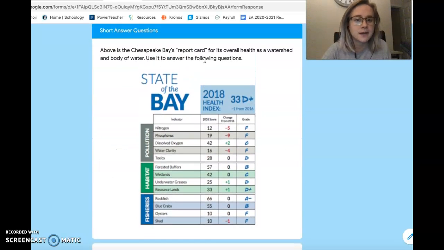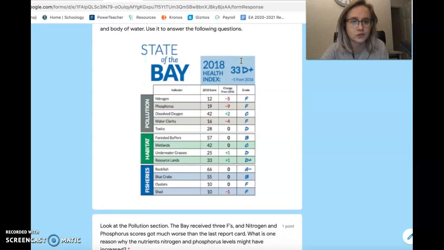This is Chesapeake Bay's report card for its overall health as a watershed and body of water. You're going to use it to answer the following questions. So this report card shows how healthy the Chesapeake Bay is. It shows pollution, habitat, and fisheries. So pollution, it shows nitrogen levels, phosphorus levels, dissolved oxygen, water clarity, and toxins. And it gives a grade.